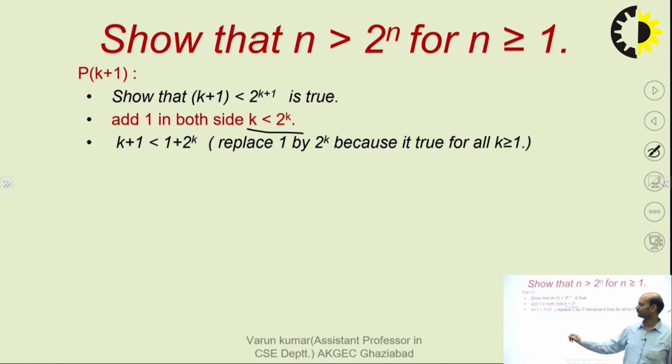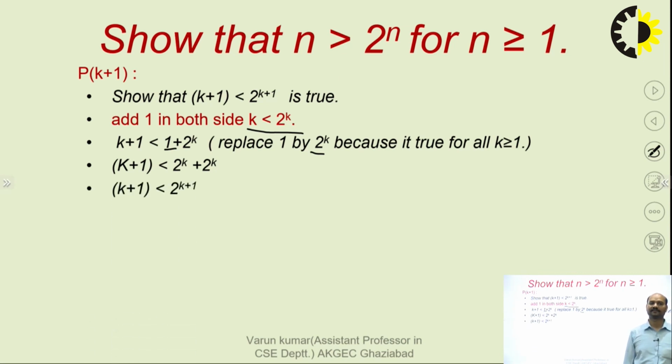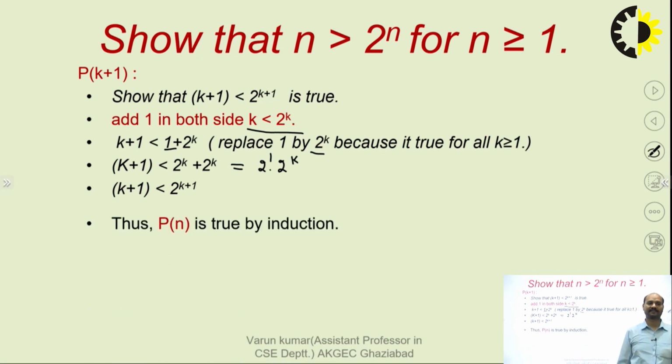We replace this 1 by 2 to the power k because it is true for all values of k greater than or equal to 1, so the value on the right hand side is always greater than the left hand side. So what will it become? 2 to the power k plus 2 to the power k becomes 2 dot 2 to the power k. So we can write 2 to the power 1 and 2 to the power k, which is 2 to the power k plus 1. So it is true.